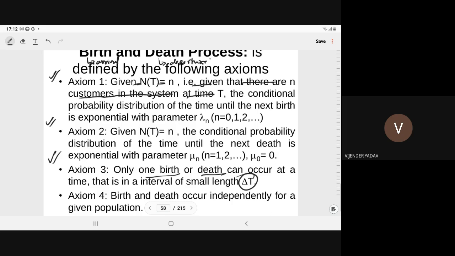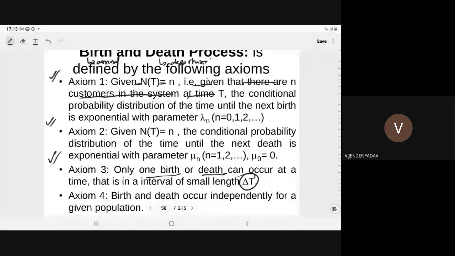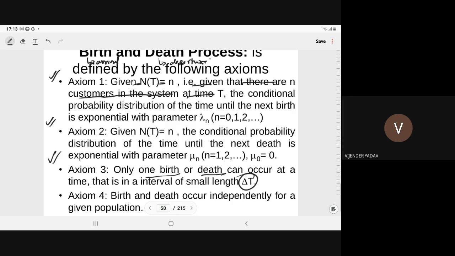With a birth, that is an arrival, there is always an increase in the number of customers, and due to a death or departure there is a decrement in the number of customers. Departure happens after the service, and arrival occurs for the sake of the service. Clear? So the birth and death process is defined by the following axioms. Is there any doubt in understanding these axioms?